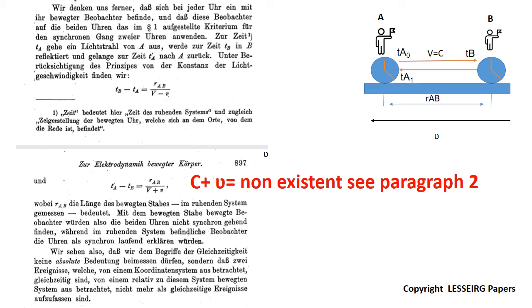And while he's doing that, he creates this formula: T_A minus T_B equals R_AB divided by capital V, which is the speed of light, c, plus the velocity of the moving system. And this fundamentally already is a contradiction to what he says in his paragraph 2. So that's basically the contradiction that I want to point out.